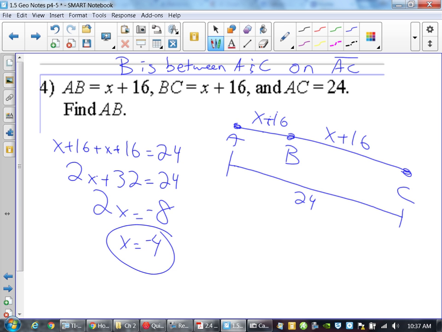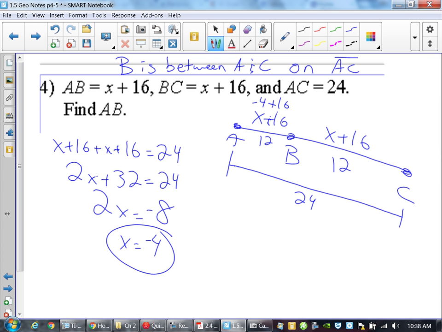Now, is it okay that you have a negative value for x? Yes. It's the segment isn't negative, just the value of x is. So if you substitute back in, what's negative 4 plus 16? 12. And this is 12. Isn't 12 plus 12 24?